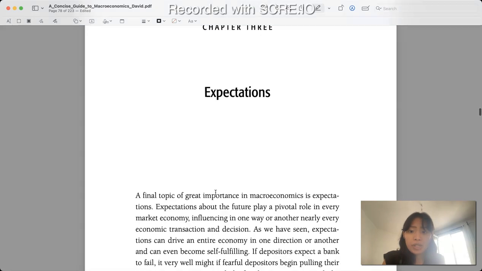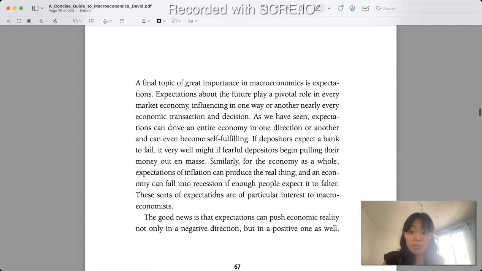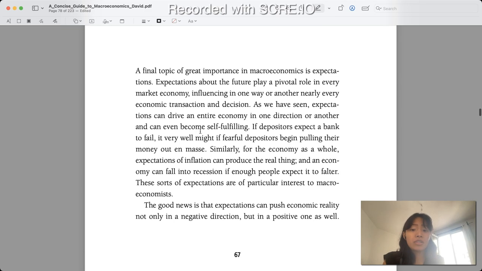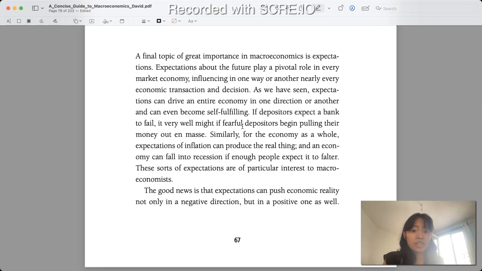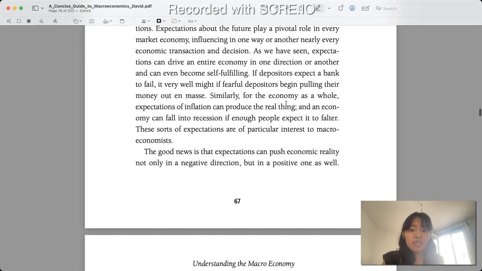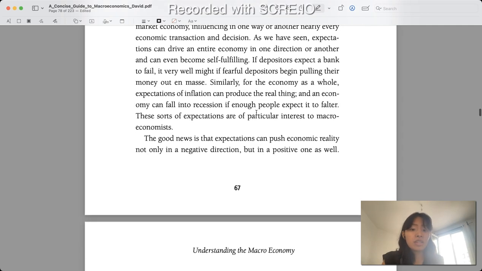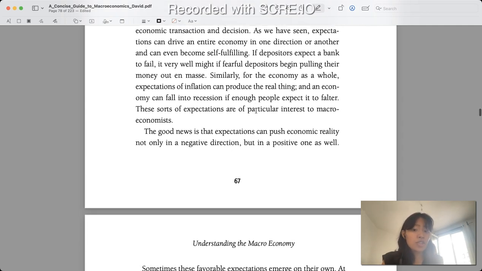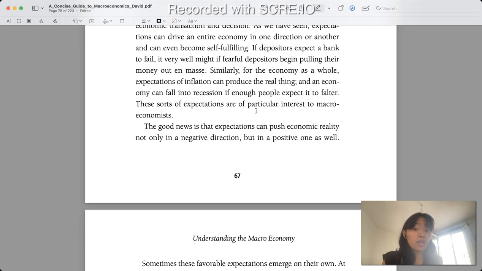A final topic of great importance in macroeconomics is expectations. Expectations about the future play a pivotal role in every market economy, influencing in one way or another nearly every economic transaction and decision. As we have seen, expectations can drive an entire economy in one direction or another and can even become self-fulfilling. If depositors expect a bank to fail, it very well might if fearful depositors began pulling their money out en masse. Similarly, for the economy as a whole, expectations of inflation can produce the real thing, and an economy can fall into recession if enough people expect it to falter.